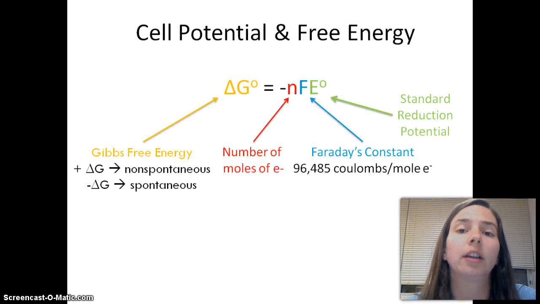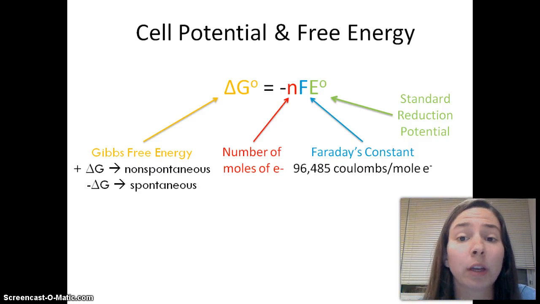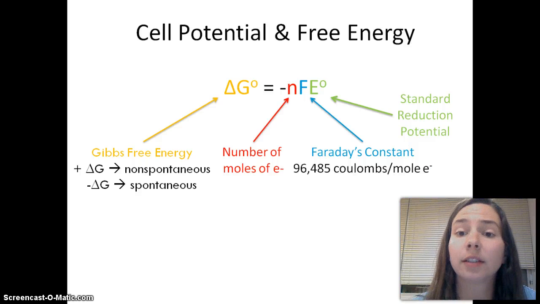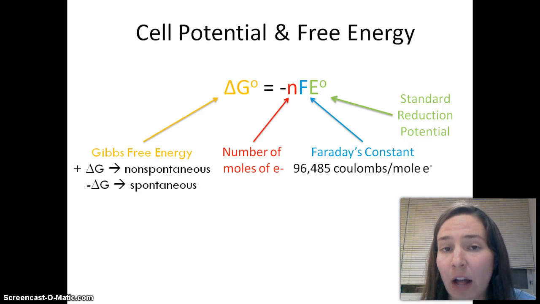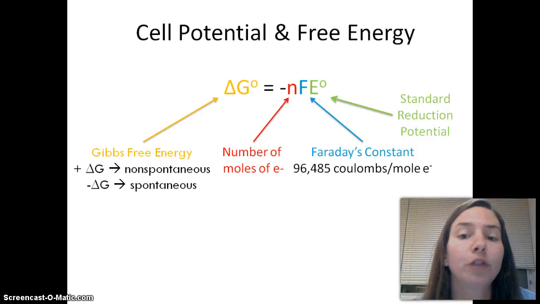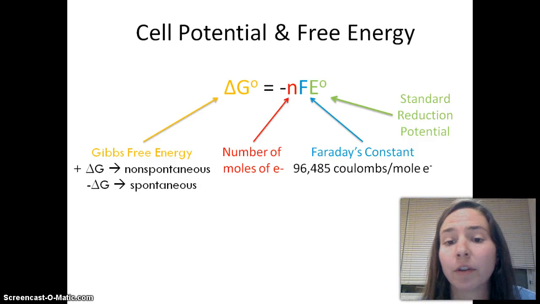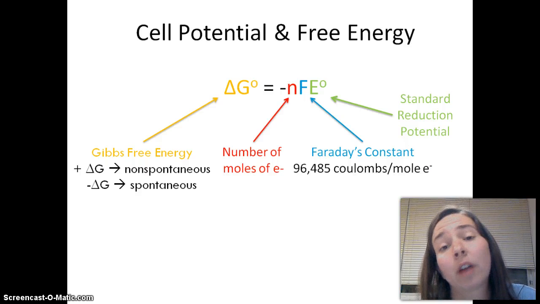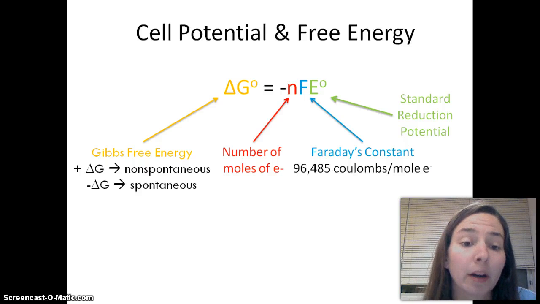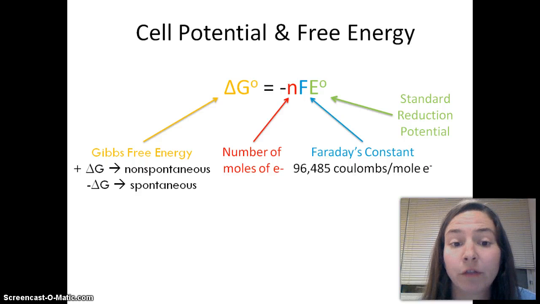So we can actually have a relationship between free energy, spontaneity, and the cell potential. And we can use this equation. Again, this equation will be given to you on the AP Chemistry Equations and Standards handout on the exam. And it says that Gibbs free energy is equal to the opposite of the number of moles of electrons that are being transferred in the process, times Faraday's constant, times the standard reduction potential of the cell. So remember, if that comes out to be a positive value, that is a non-spontaneous process. If it comes out to be a negative value, that is a spontaneous process.